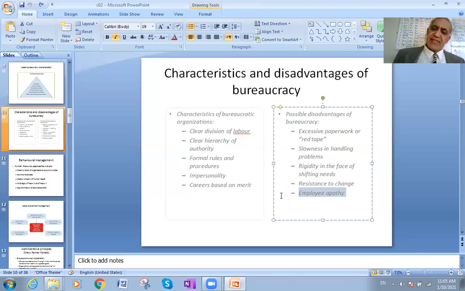Employee apathy is another point. The model is good for some people and frustrating for others because it's not dealing with people as humans. It's still an extension of the classical schools, which in general treat humans as kind of machines. So these are the advantages and disadvantages of the bureaucracy model of Max Weber.